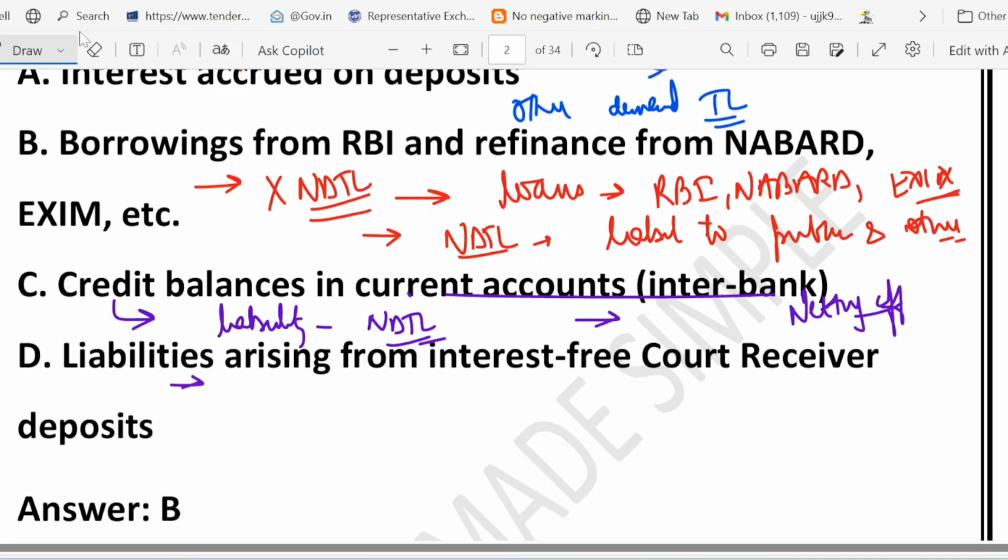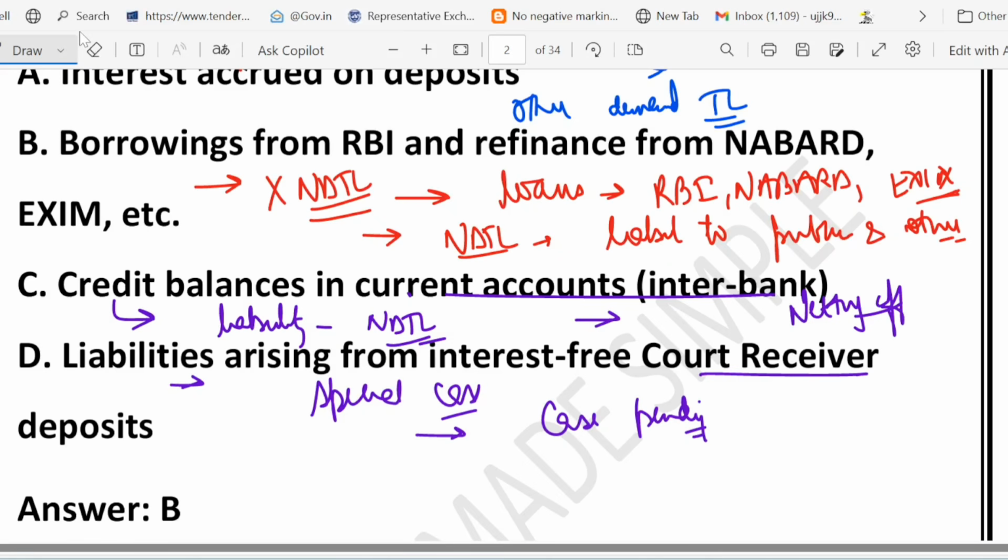Option number D says liabilities arising from interest free court receiver deposit. See, this is a kind of special case. These are court ordered deposits. Suppose a particular case is pending and the money is kept with a bank interest free. Since it is not money that the bank can freely use, it is not considered a regular liability. So it is excluded from the NDTL.